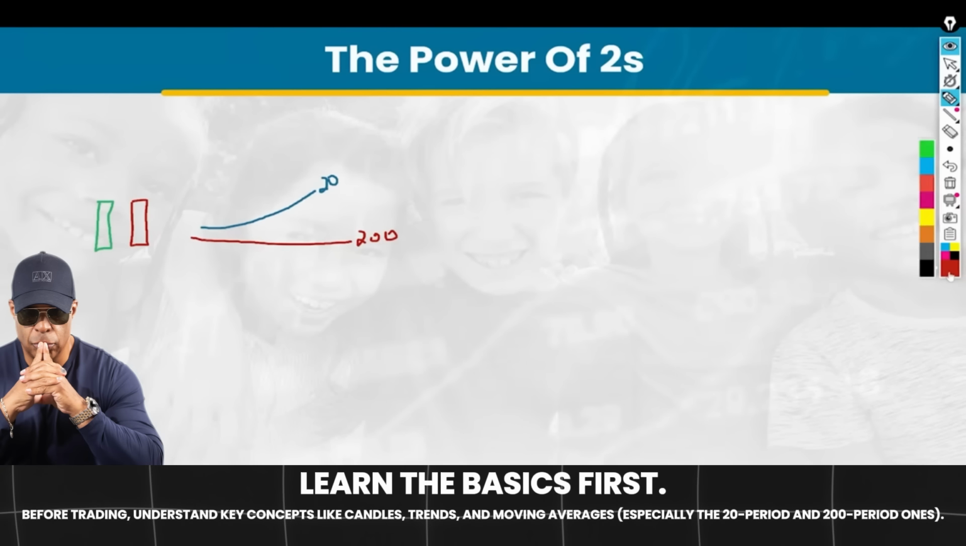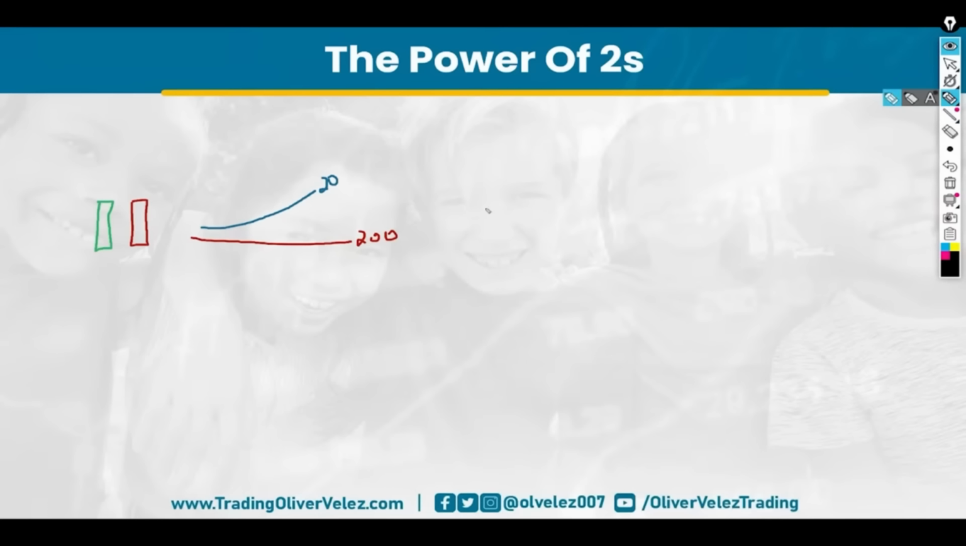Then we teach them this concept of state, where markets vacillate between a narrow state and a wide state. This is the narrow state of a market and the wide state of a market. So there's two main states, narrow and wide. Two moving averages, 20 and 200. Two colors, green and red. We're teaching them the power of twos.